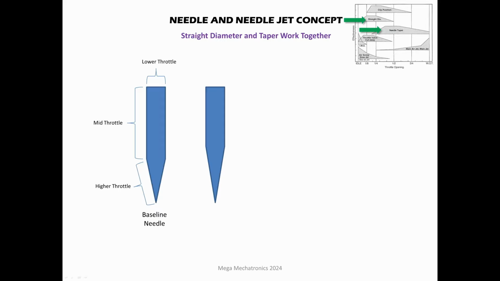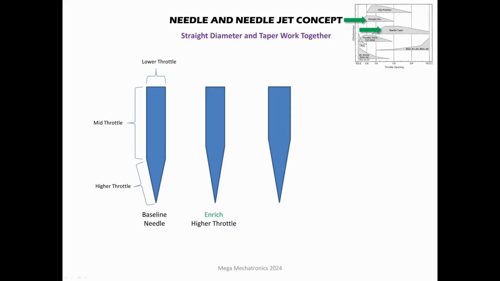So let's look at this needle. We can see it has a longer taper, about the same straight section. So what this is going to do is enrich the higher throttle positions. And that mid throttle is going to get engaged a little bit earlier, but the huge impact will be at that higher throttle position with that more aggressive taper.